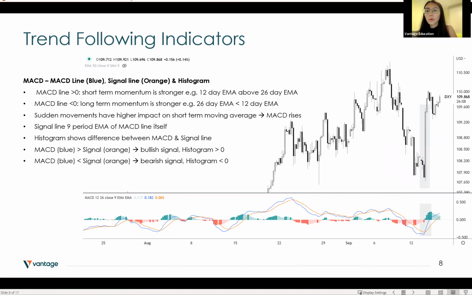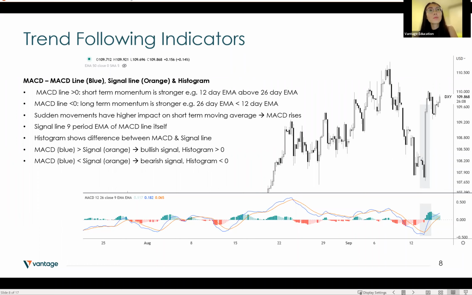The next one that we want to cover would be still the MACD, right? So it's basically more details on the MACD. Previously we covered more on divergence. In this slide, we will be covering more on the MACD line, the signal line, as well as the histogram, so just understanding more on this. And you can see that the MACD line is represented in blue.